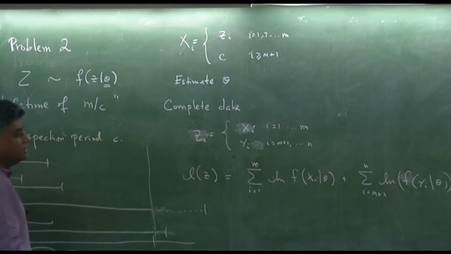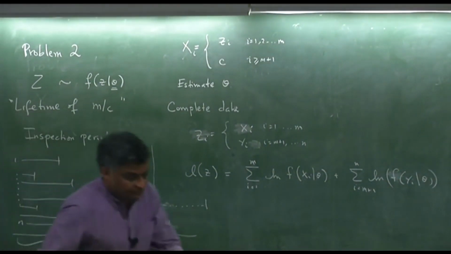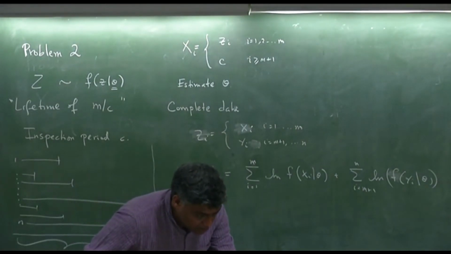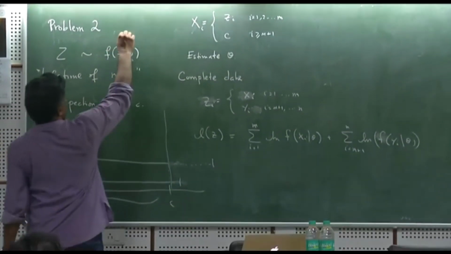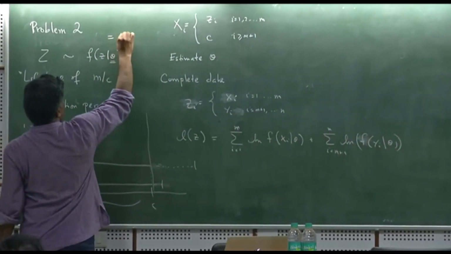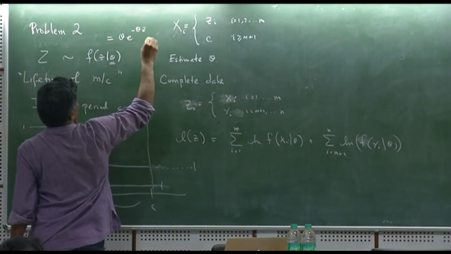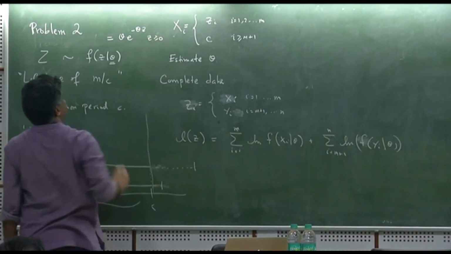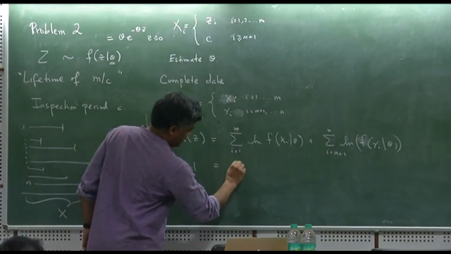If you give me the density, I can optimize it. So at the very end, there was a density given to you. So let's use that density. Suppose somebody gives me that this density is theta e to the minus theta z for z greater than or equal to 0. Suppose that's the density. What kind of a density is that? Exponential. Perfect, exponential. So let's plug that in there.